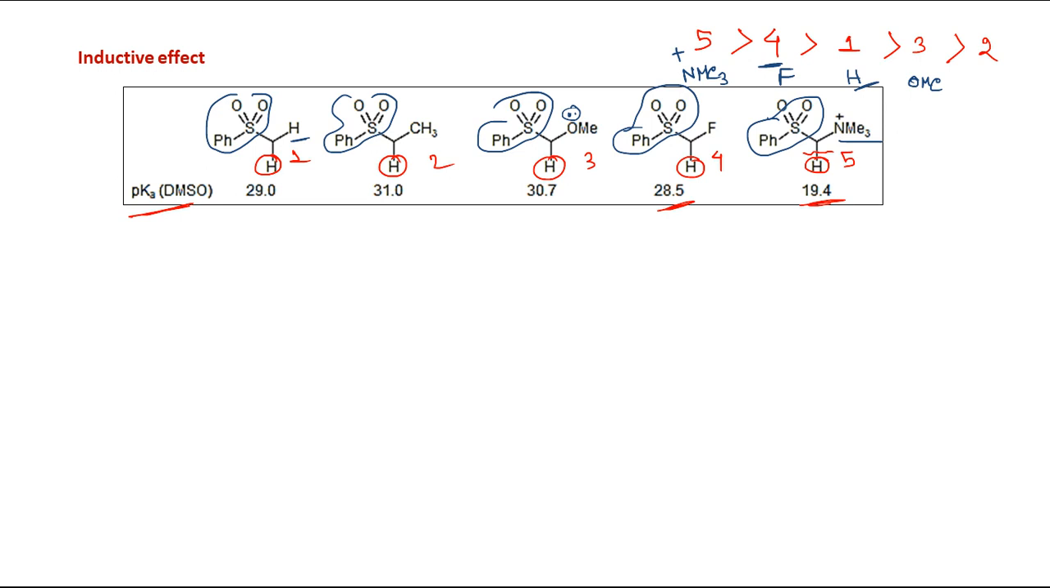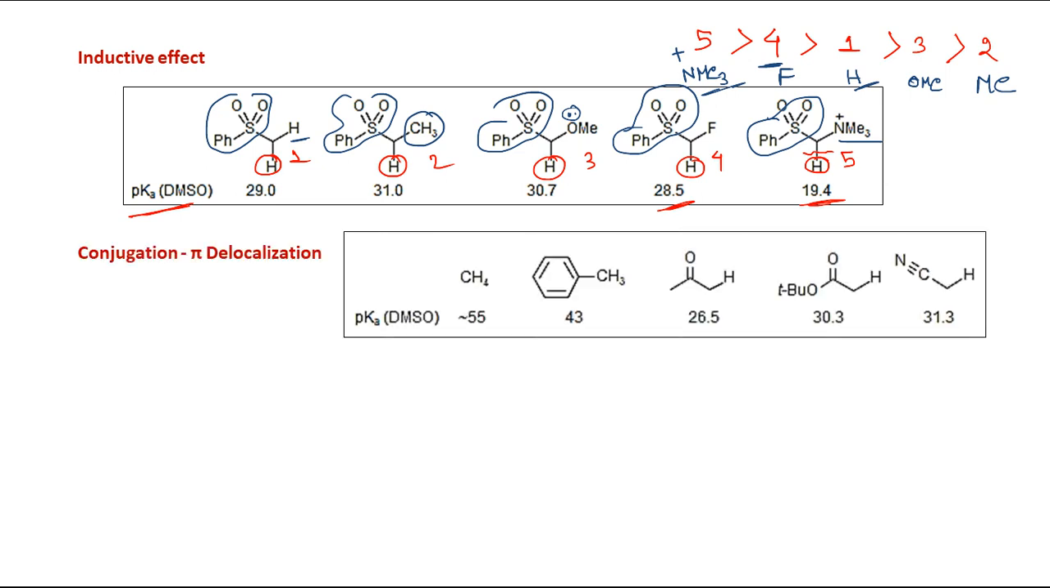And then for 2, we have the plus I effect. So the electron withdrawing effect is maximum for NMe3, then F, then H, then OMe, and then Me. So you can make this prediction from the inductive effect, that is, whether a plus I or minus I effect is present. But if you see from the pKa values also, we reach the same conclusion. Okay. Then conjugation or pi delocalization.